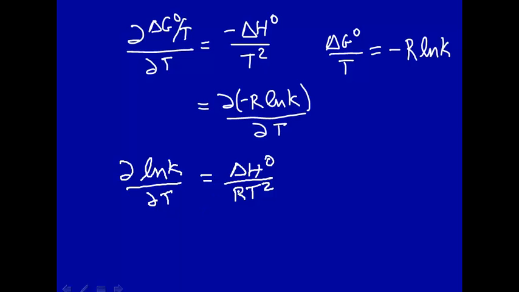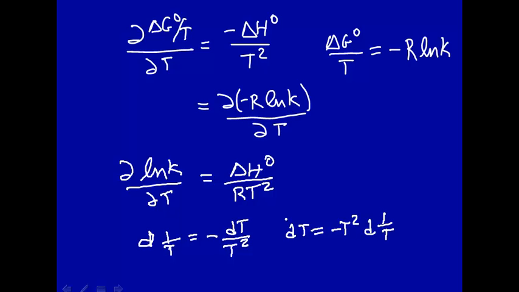Well, we can do a little simplification here. We can actually show this: the derivative of 1 over T is equal to minus the derivative of T over T squared. So you take the derivative with respect to 1 over T, that's minus 1 over T squared. Or in other words, the derivative dT is equal to minus T squared times d(1 over T). So that's what we're going to put in there.